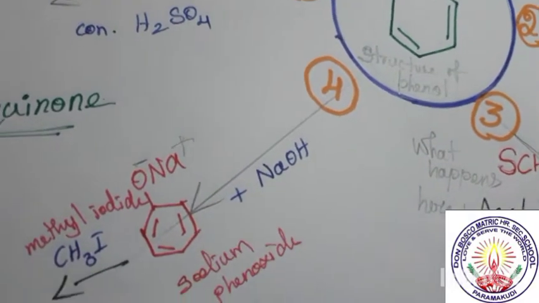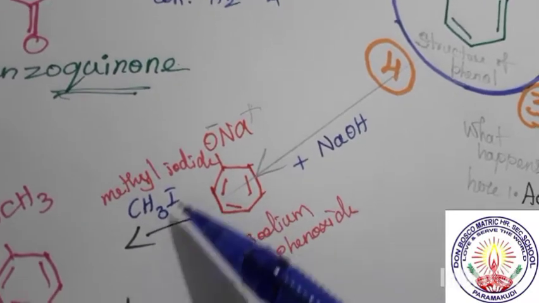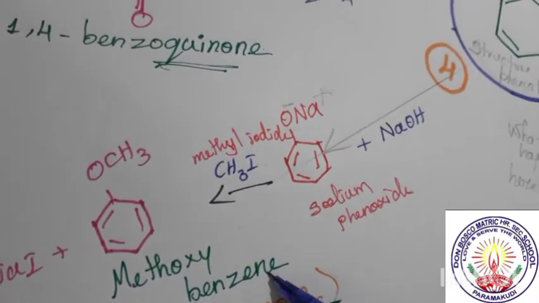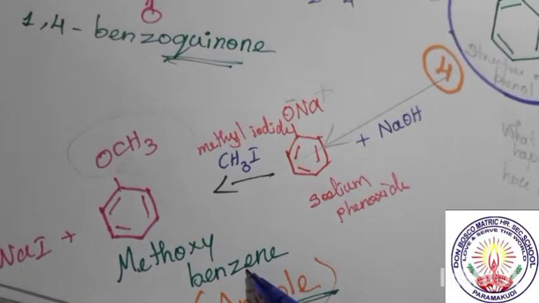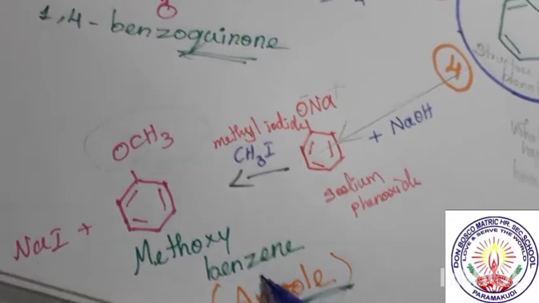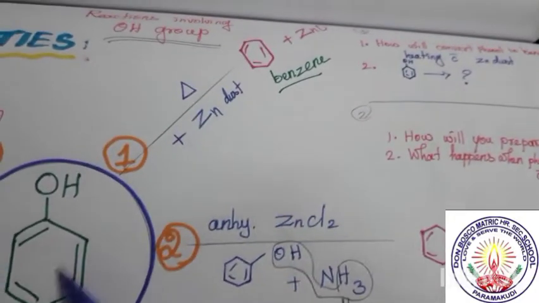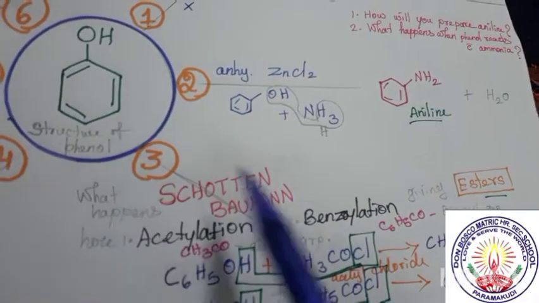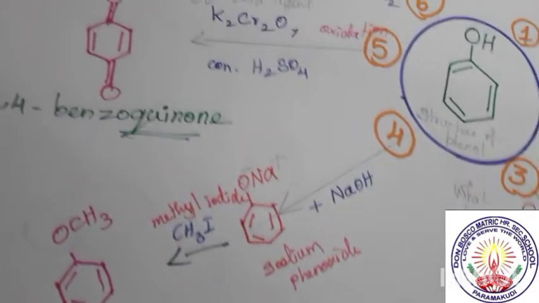When this sodium phenoxide is again treated with methyl iodide, CH3I, we get methoxybenzene. So this is the methoxy group on the benzene. The common name for methoxybenzene is anisole, and we get NaI. So in the first one we got phenol to benzene, the second one phenol to aniline, the third one phenol to ester, the fourth one phenol to anisole.